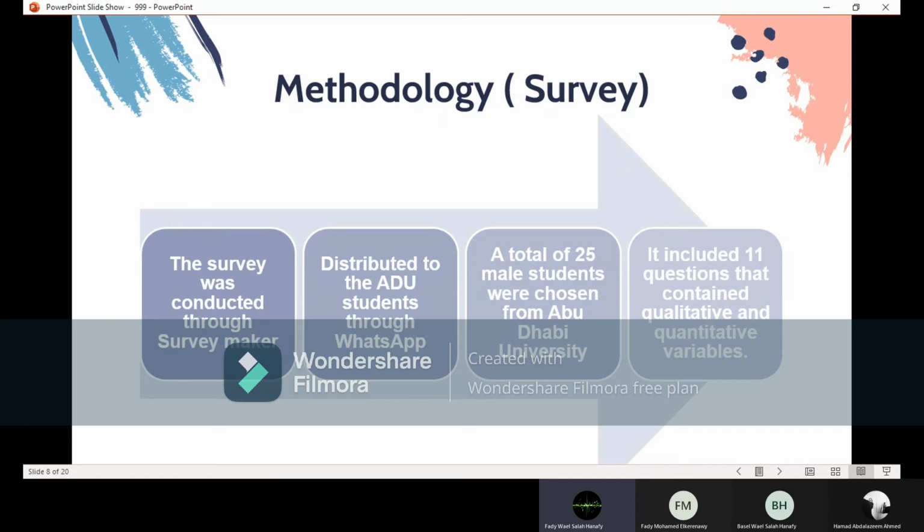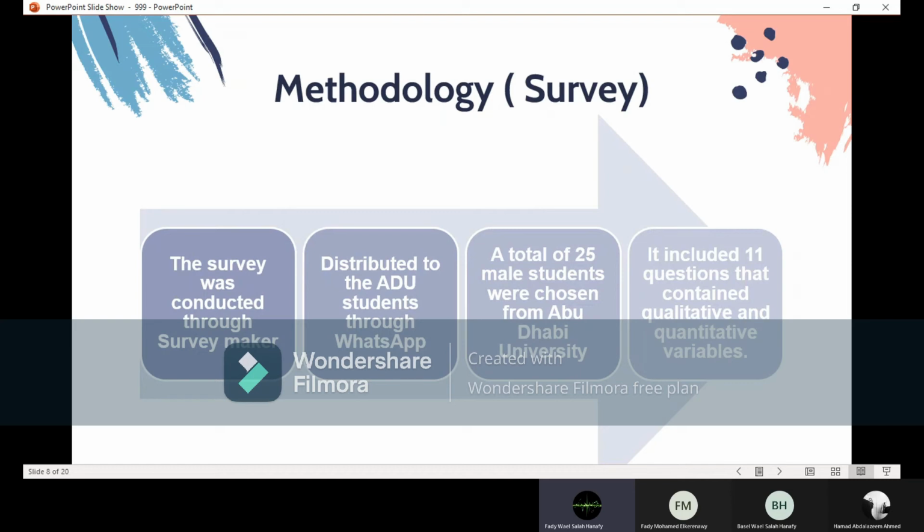Due to the quarantine and the corona epidemic, the survey was done through SurveyMaker, and the links were delivered to EDU students over WhatsApp. The respondents in the study ranged in age from 17 to 25 years old. Our limit for this survey was in the range of a total of 25 to 55 students from Abu Dhabi University.